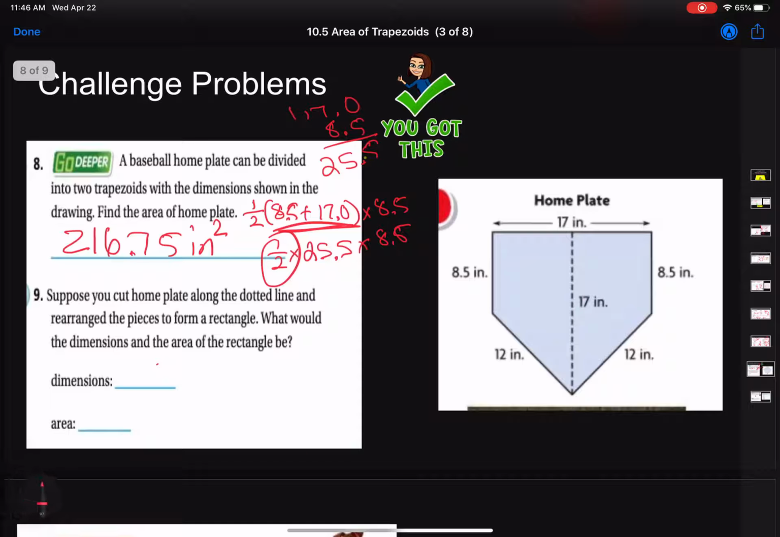So bear with me. Now this next one is, they're saying that what if you put these two trapezoids together and made a rectangle, which you could. You're going to take these two pieces right here and they're going to meet. So what it's going to look like, it's going to look like this.